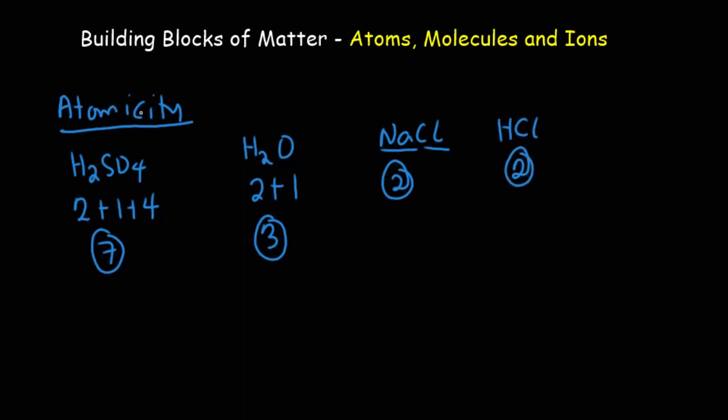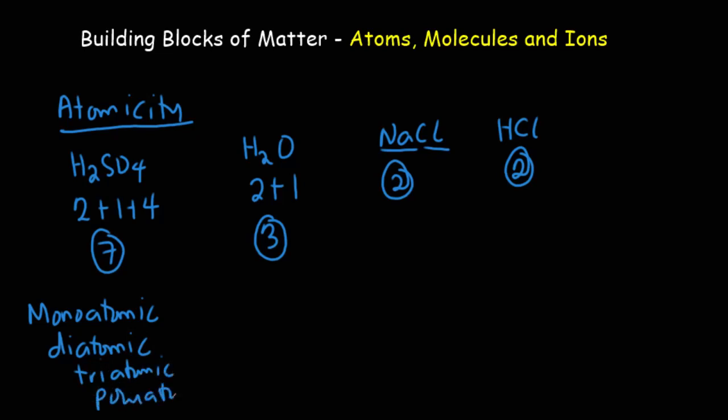Now, based on atomicity, we can also classify a molecule as a monoatomic molecule, diatomic molecule, triatomic molecule, and then we can talk of a polyatomic molecule. Now, what is a monoatomic molecule? A monoatomic molecule is simply a molecule whose atomicity is 1.